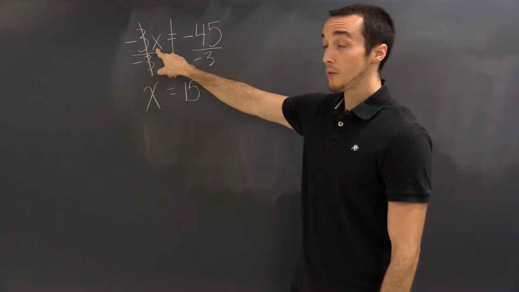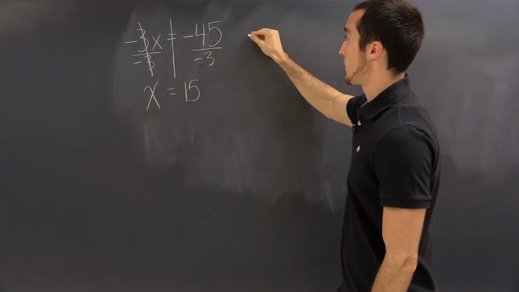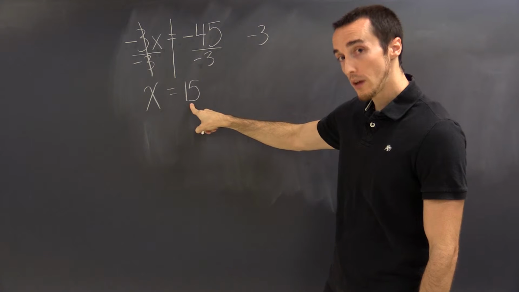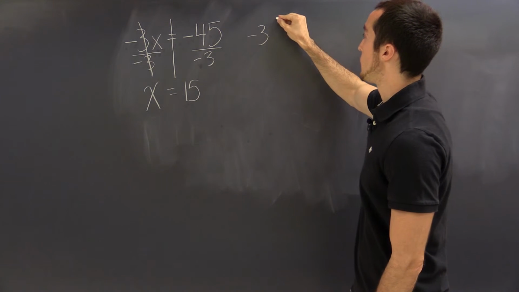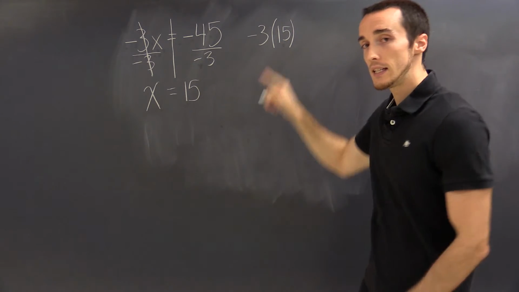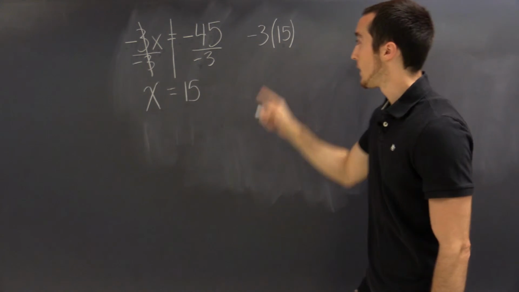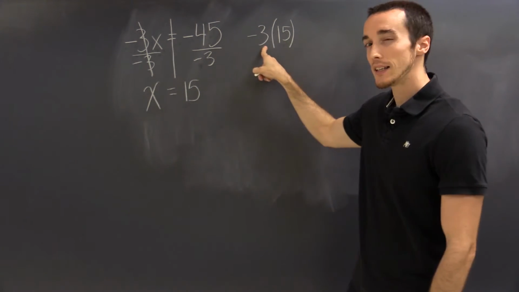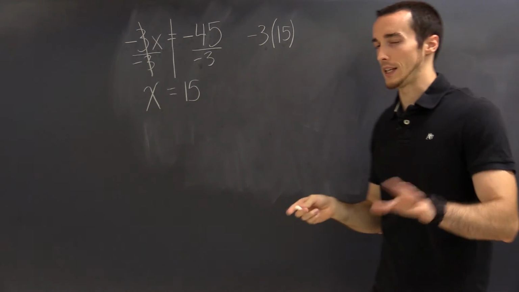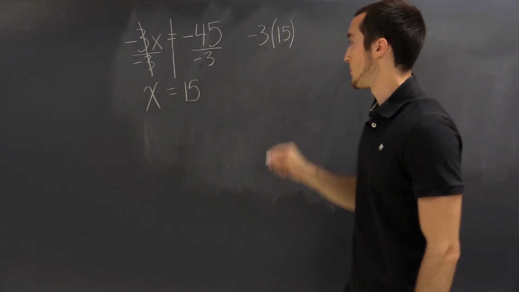So let's rewrite down the original equation, -3. Instead of putting an x, I'm going to put the number that I think is right, which is 15, and I'm going to put this in parentheses. The reason that I did that is because this is multiplication, and if I just put the 15 beside the -3, it might look like I was trying to write down the number -315. So just to avoid any confusion.